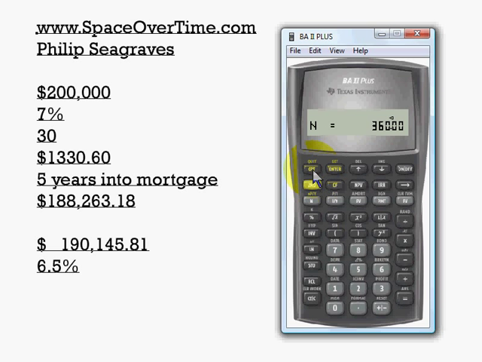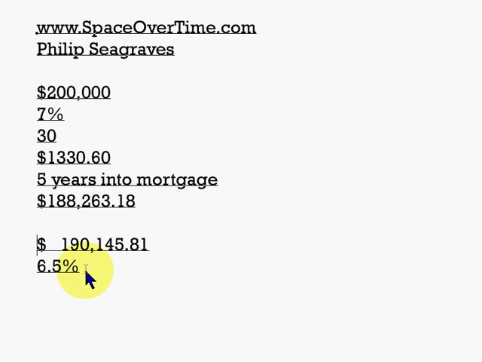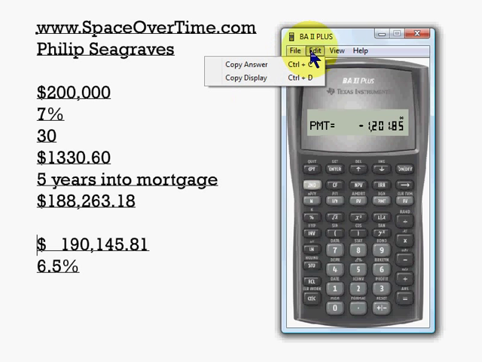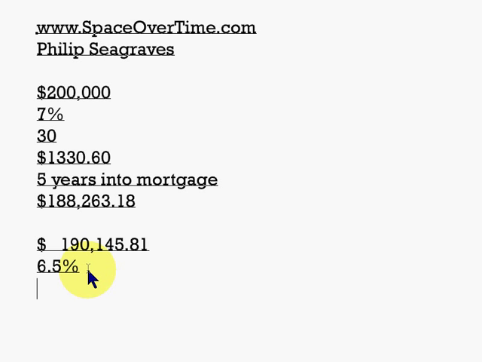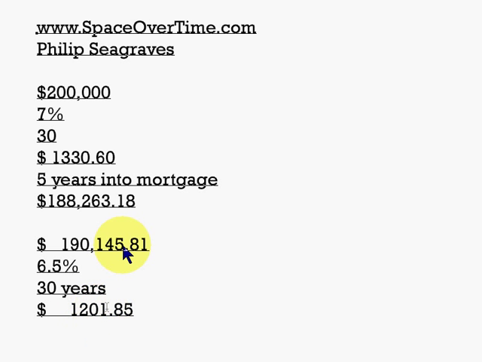And now, what's our new payment? Compute payment. All right. Well, I'll go ahead and copy that. And let's make sure, just for clarity, we'll put, and there is our new payment amount. Now, to be consistent, we'll take out that minus sign down here. All right, so we've got an old payment of $1,330, and we've got a new payment of $1,201.85.